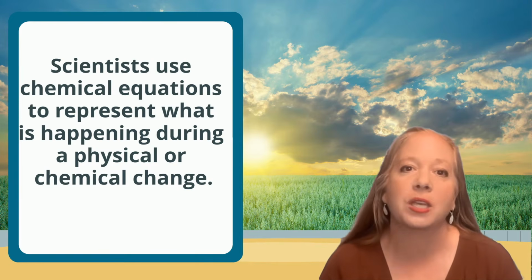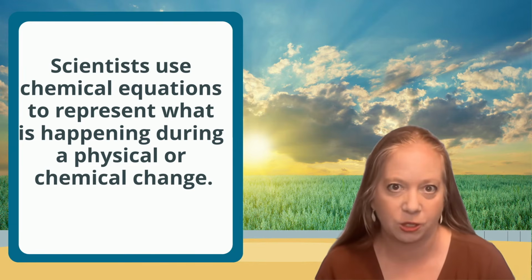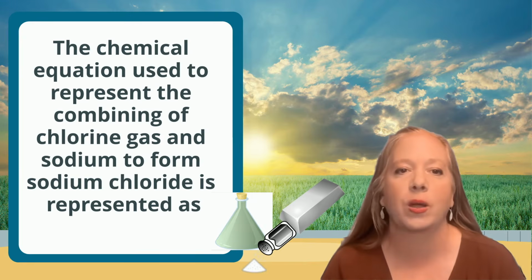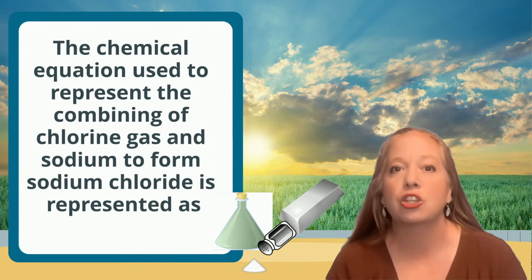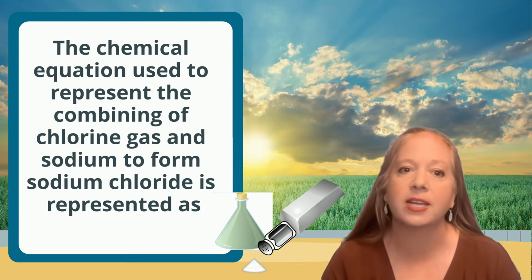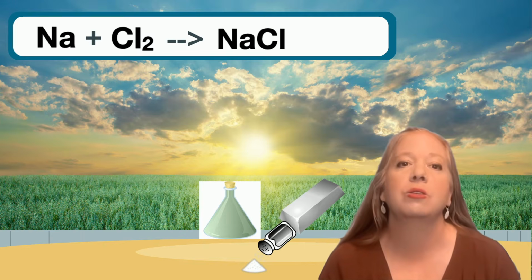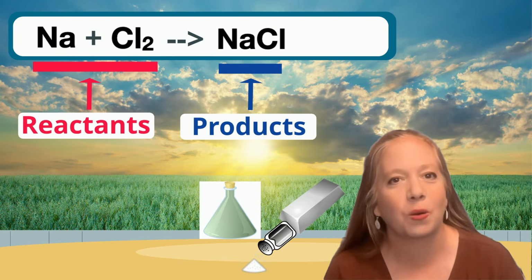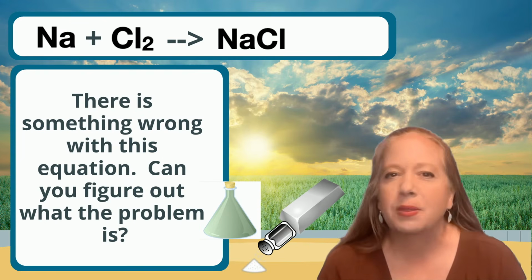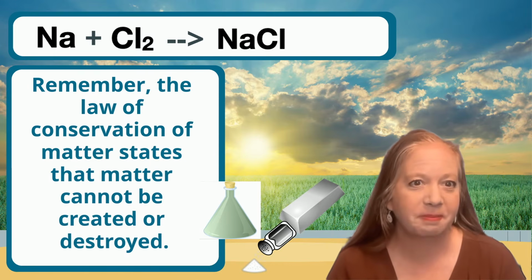Scientists use chemical equations to represent what is happening during a physical or chemical change. The chemical equation used to represent the combining of chlorine gas and sodium to form sodium chloride is represented as sodium plus chlorine will yield sodium chloride, where sodium and chlorine are the reactants and sodium chloride is the product. But there's something wrong with this equation. Can you figure out what the problem is?